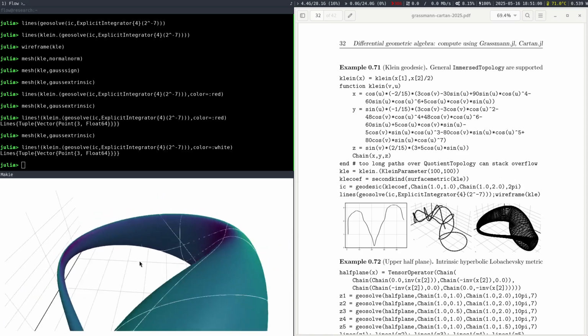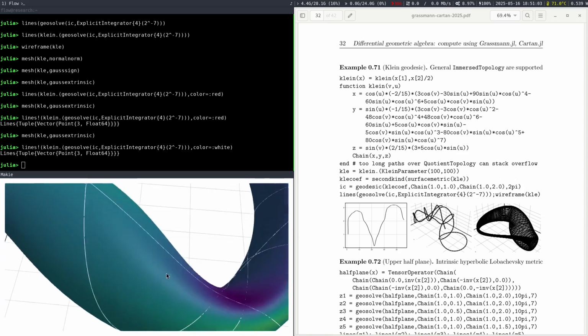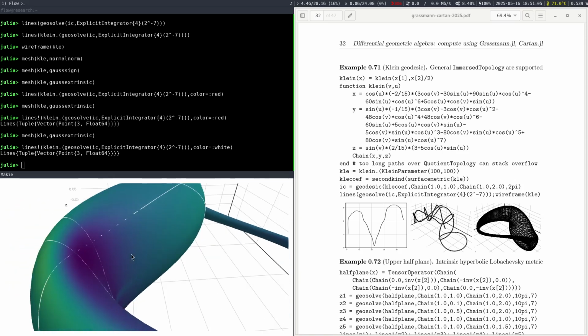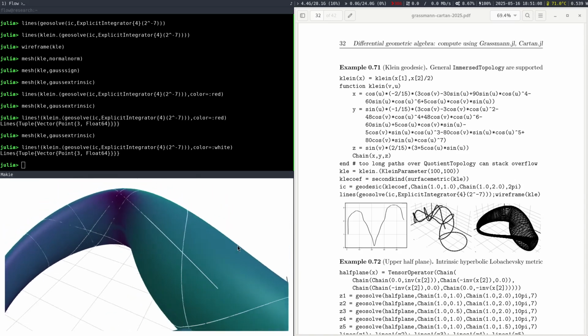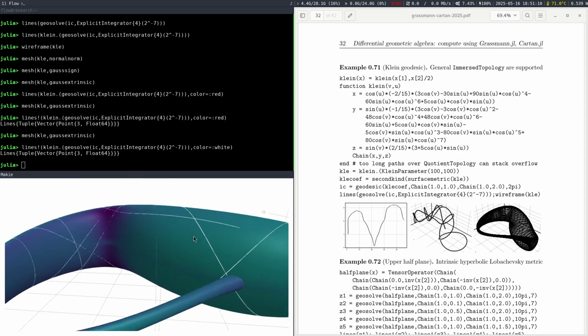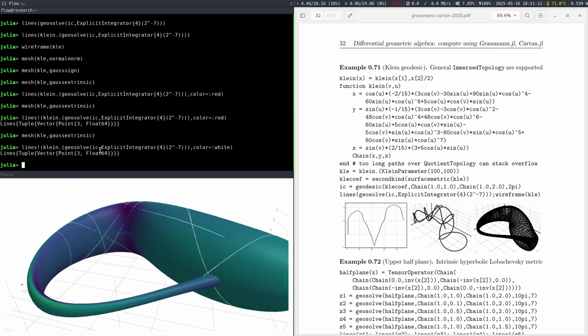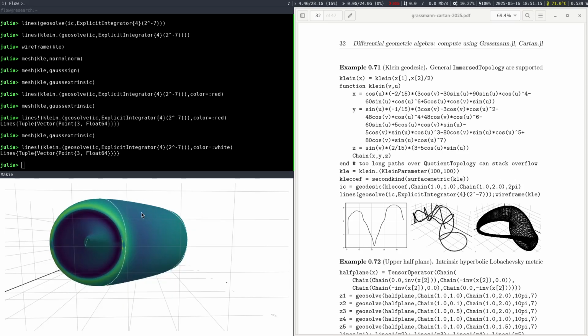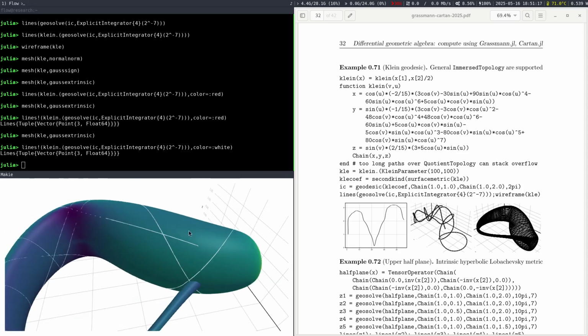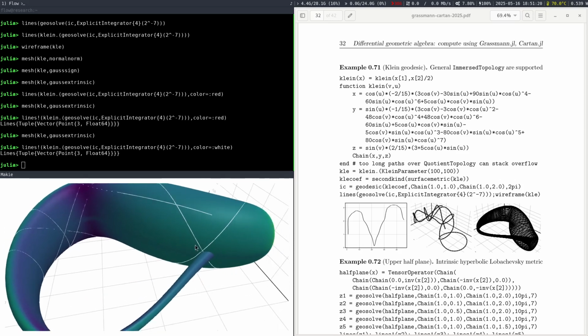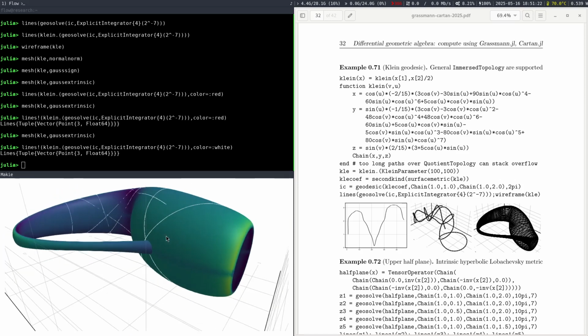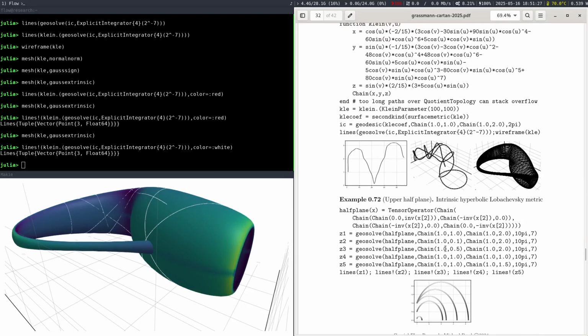And we colored the surface using the curvature. So that's a geodesic on the Klein model, and you can change the initial conditions and all that, and try out different integrations and so on. And you can do it on any arbitrary shape, any topological kind of shape, parameterized like this, or whatever. Or let's do the upper half plane intrinsic hyperbolic Lobachevsky metric.